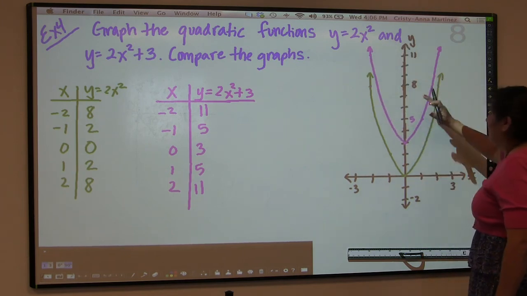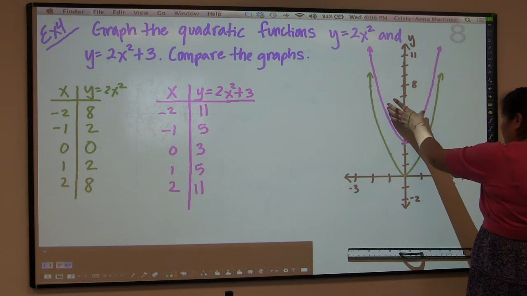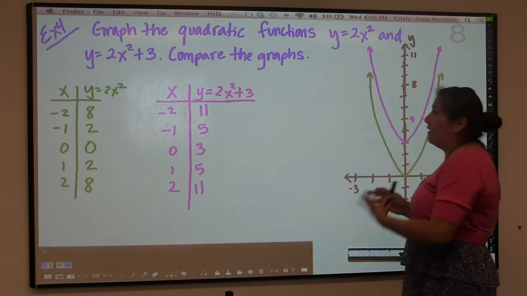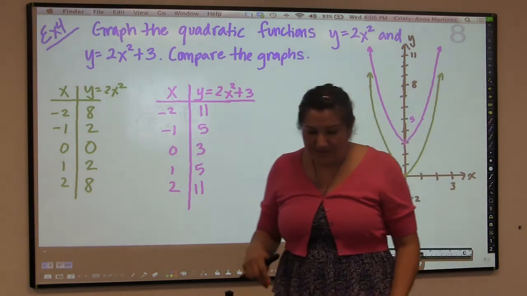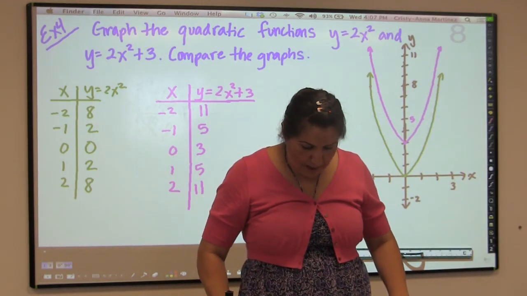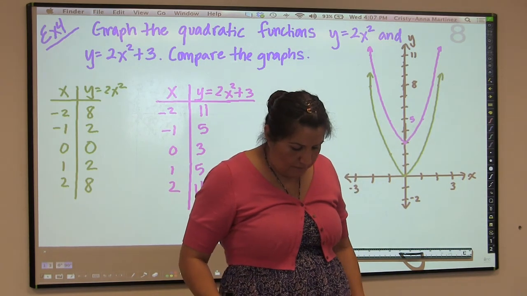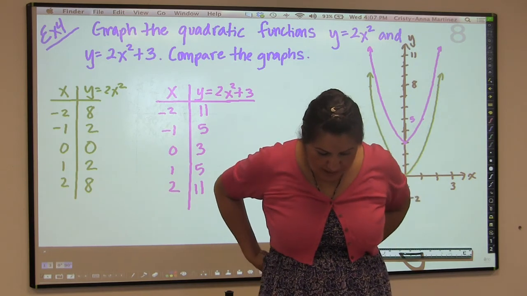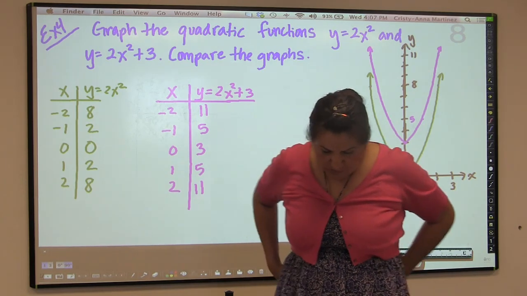So it's pretty much the same graph. In fact, if I picked up the pink graph and moved it down, it would be right on top of the green graph. So they're basically the same thing. So it says to compare the graphs. Basically what you're going to say about that is that the 2 graphs are the same, but that the 2x squared plus 3 is shifted 3 units up for that.